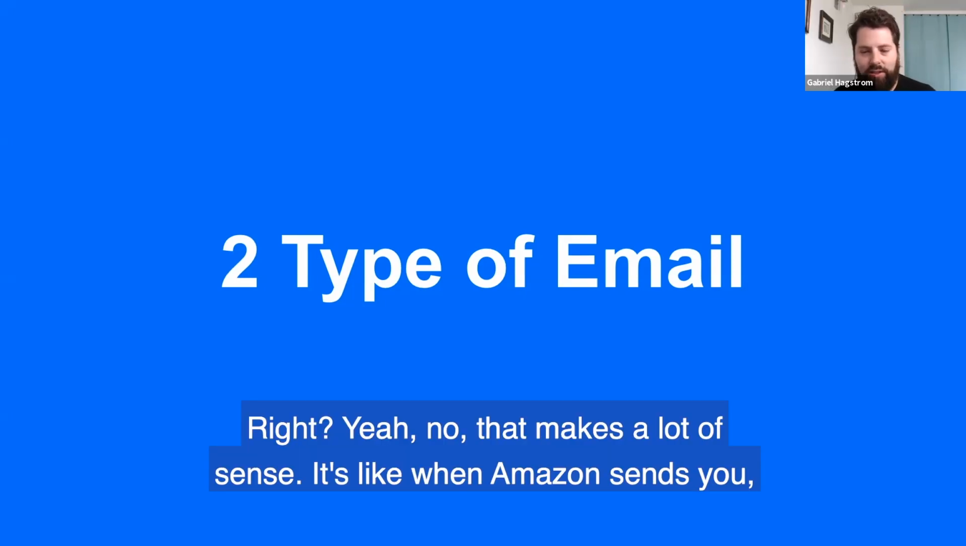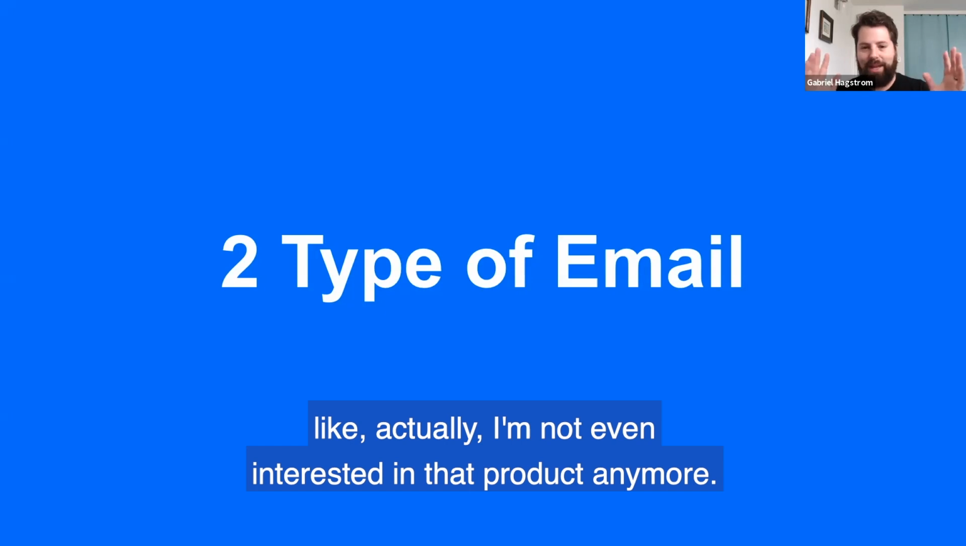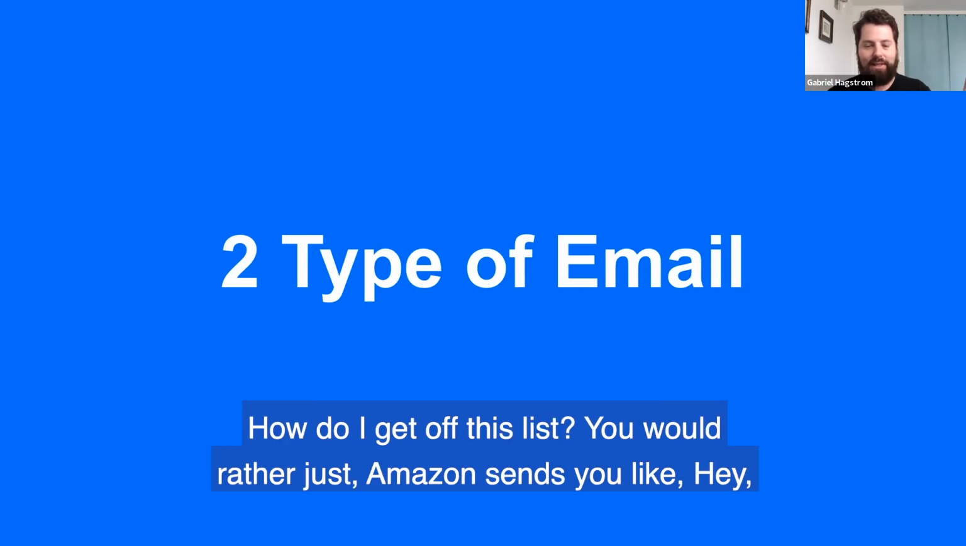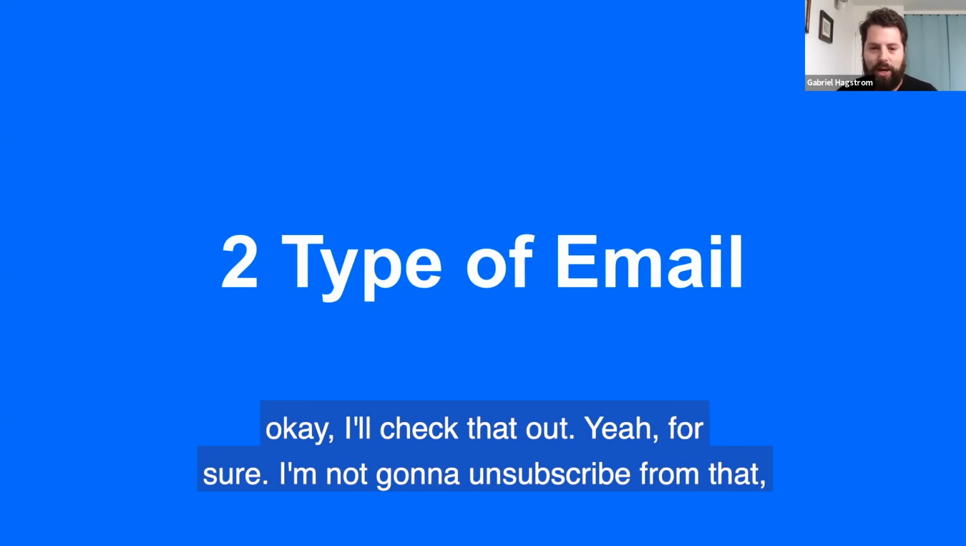It's like when Amazon sends you, hey, you were looking at this specific product, and they just keep hammering you with that. And you're like, actually, I'm not even interested in that product anymore. How do I get off this list? You would rather Amazon send you, hey, these are 10 sweet tech gadgets that people are really into. Like, oh, okay, I'll check that out. I'm not going to unsubscribe from that.